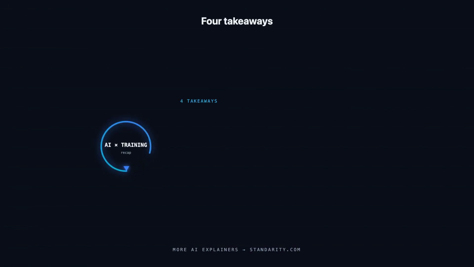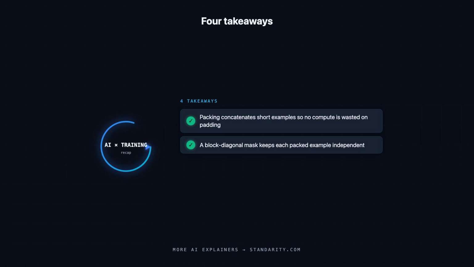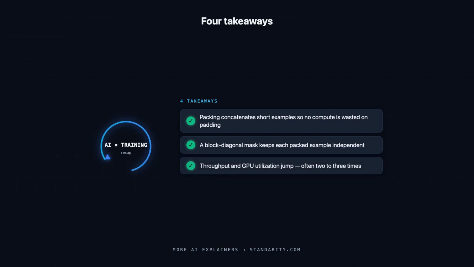All right, let's lock in what sequence packing really is. Sequence packing concatenates many short training examples into one full-length sequence, so you stop wasting compute on padding tokens. The trick that keeps it correct is a block diagonal attention mask, plus reset position IDs, so each packed example stays independent even though they share the same slot. The result is a big lift in throughput and hardware utilization, sometimes 2 to 3 times, which is why it is built into modern training frameworks. Little efficiency tricks like this are where a lot of real training speed hides.